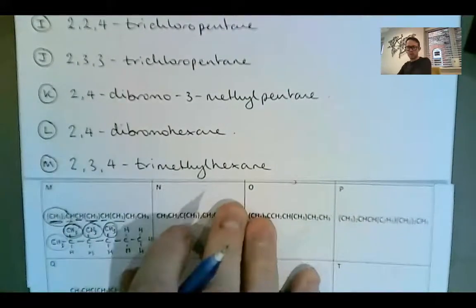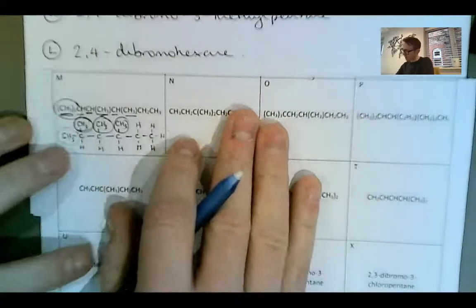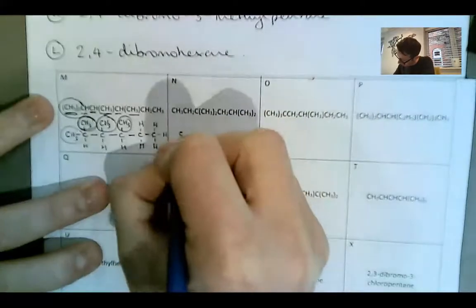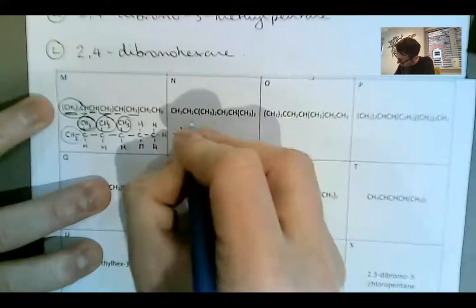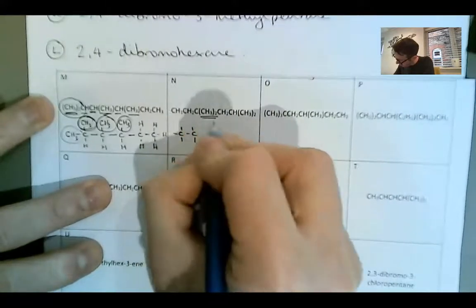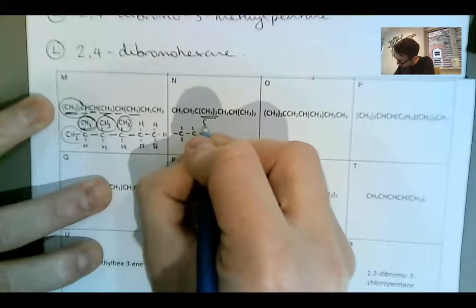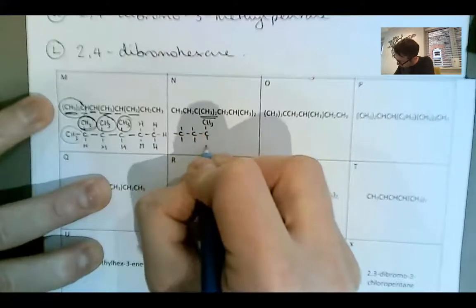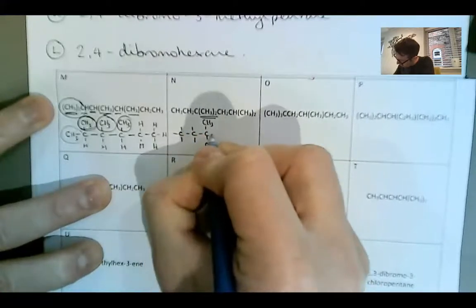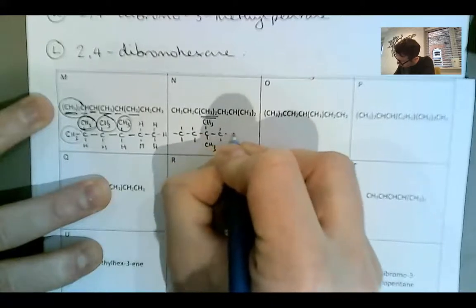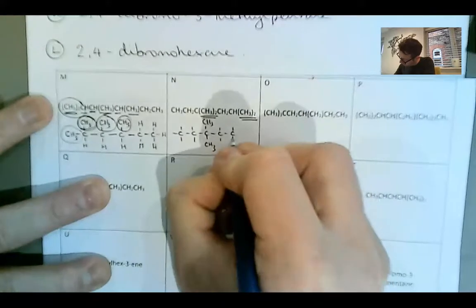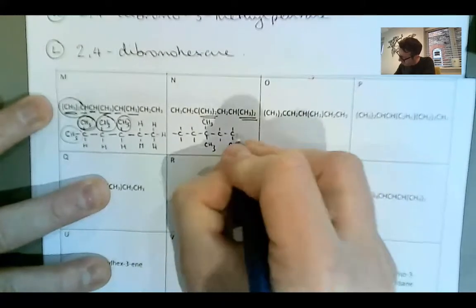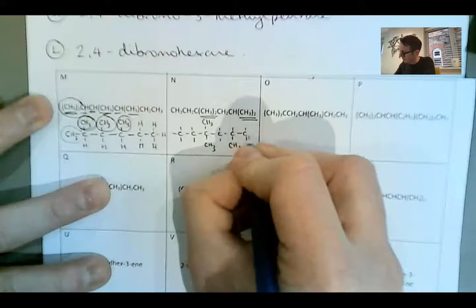Okay, molecule N. So again, I'm going to draw this out. I've got a CH3 on the end. I've got a CH2 next door to it. I've got a C with 2 CH3s. So a C with a CH3 up and a CH3 down. I've got a CH2. I've got a CH. And again, it says 2 lots of CH3. So I'm going to put one going down. But the other one isn't a branch. The other one is the end of the chain.